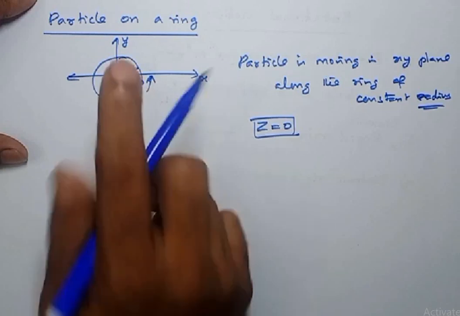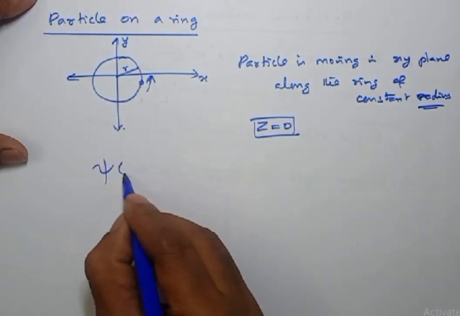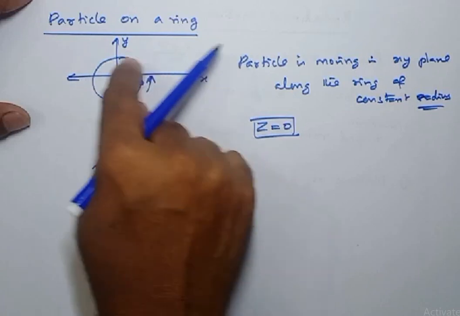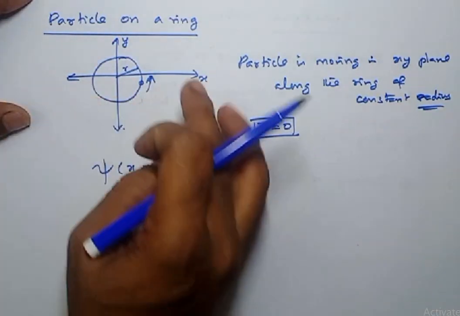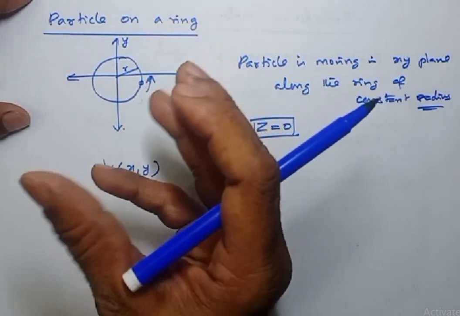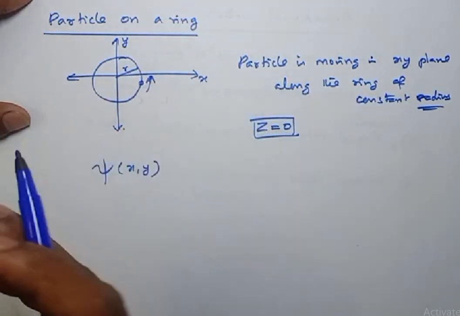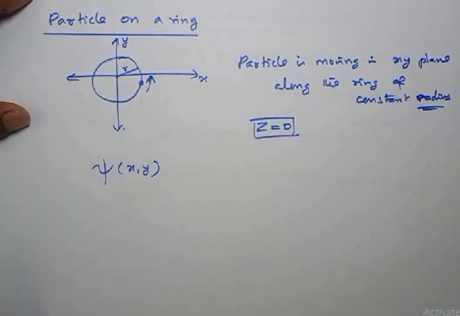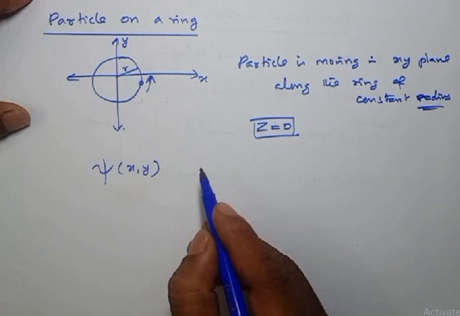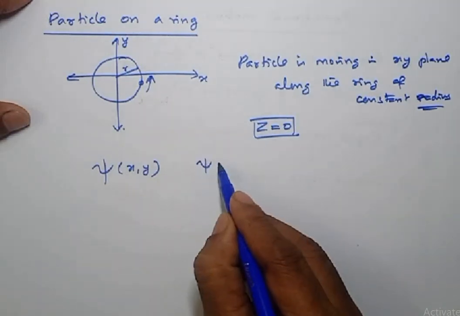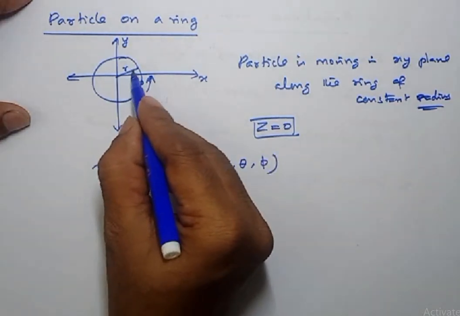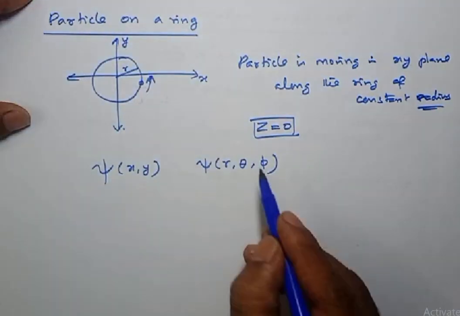Therefore, the wave function of this particle depends only on the two coordinates x and y. But since the particle is moving on a ring, remember, whenever a particle is moving on a ring or a sphere, it is better to use spherical polar coordinates rather than Cartesian coordinates. So what is the corresponding spherical polar coordinate? If you use spherical polar coordinates, you will get r, theta and phi, but here r is constant. The particle is moving with a constant radius, so r is constant, remove r.